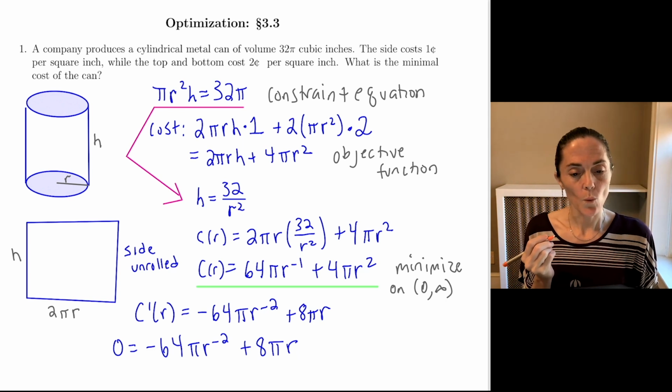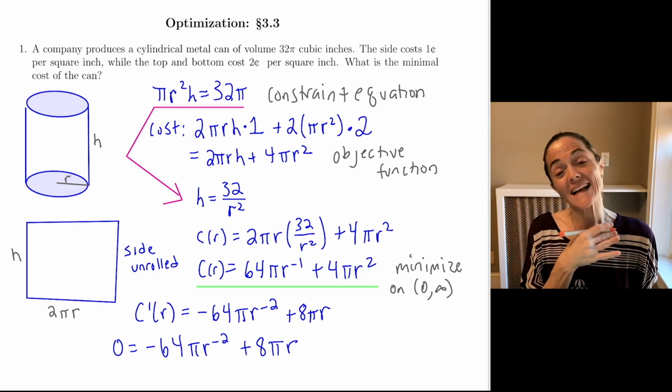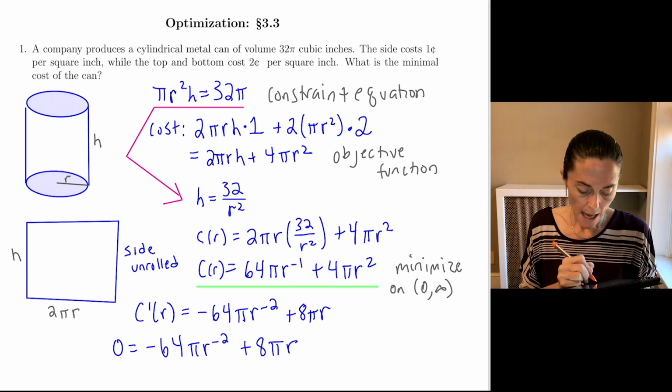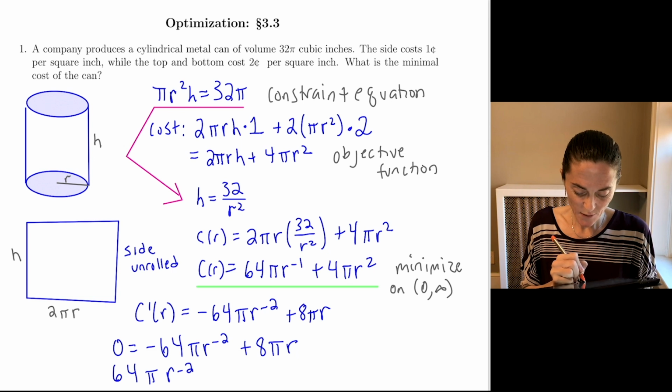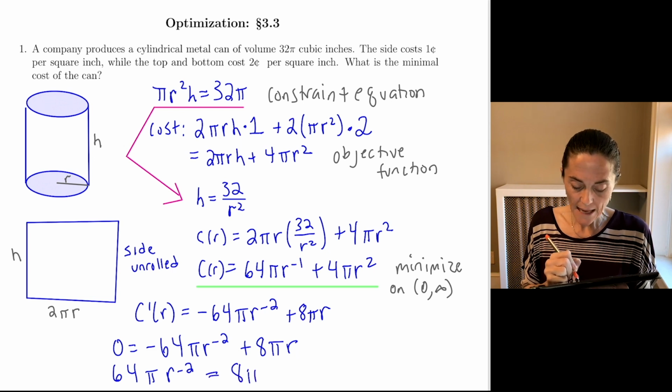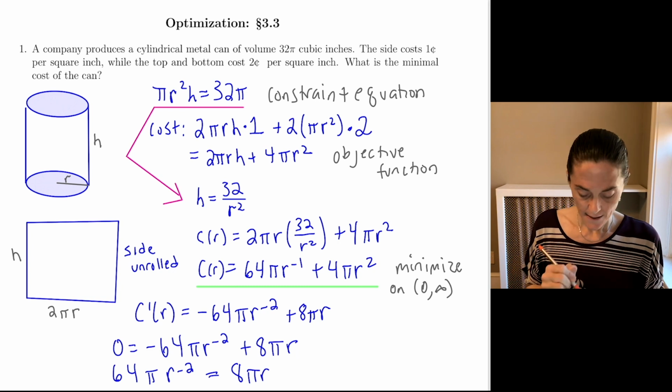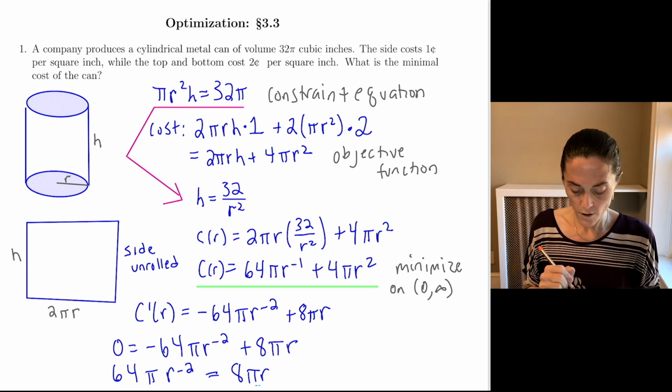Well, what I'm going to do is just move the minus 64 pi r to the minus 2 to the other side. I will have 64 pi r to the minus 2 equals 8 pi r. And at this point, I need to move to the next page because I'm about out of space. So let's copy this and we'll move to the next page.